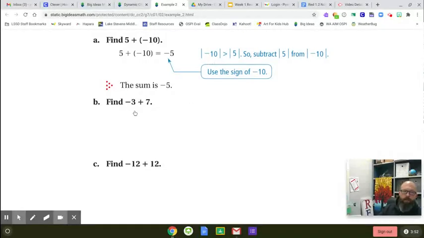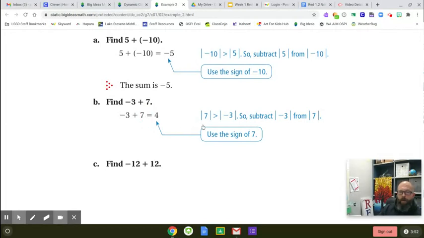So if we want to do negative 3 plus 7, what do we do? Well, we're going to take the absolute value of 7 and the absolute value of negative 3. Since the absolute value of 7 is greater, we're going to subtract 3 from 7. So that's going to be 7 minus 3, which is 4. And we're going to use the sign of 7, which is positive.